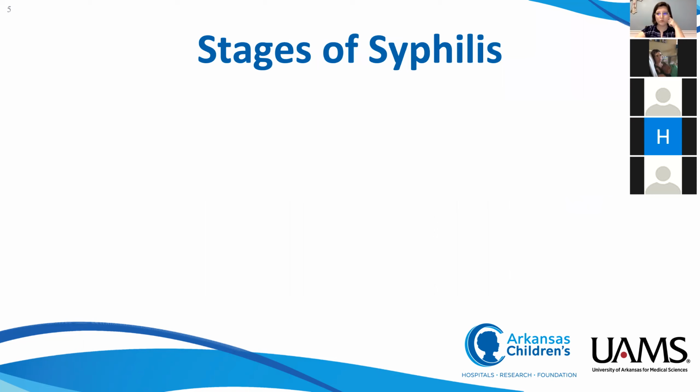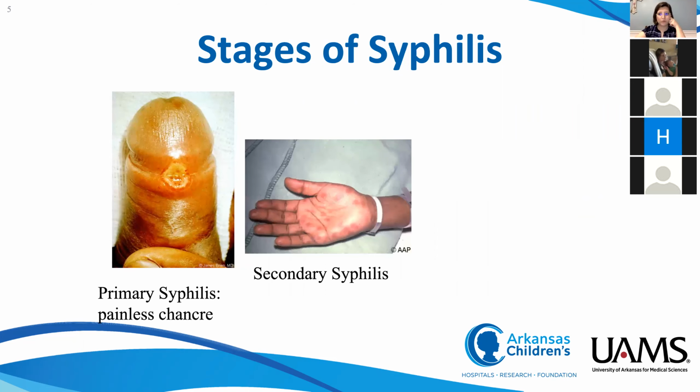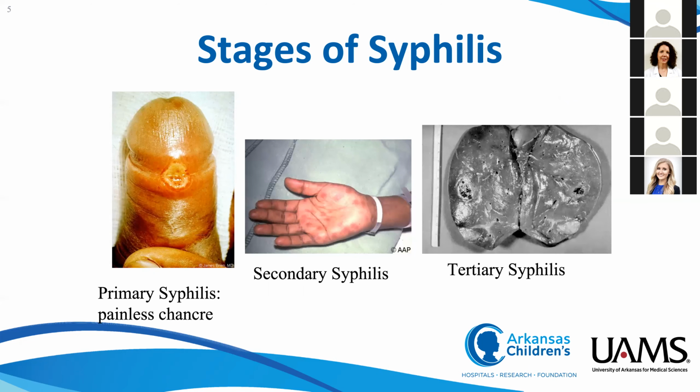So there are different stages of syphilis in adults. You start with primary syphilis with the painless chancre at the site of inoculation. If untreated, it goes on to secondary syphilis, where you have the rash on the palms and soles, as well as fever and lymphadenopathy. That will go away if untreated and remit. And then later on in life, you can have tertiary syphilis, where you have gummatous lesions in the viscera and also in the cardiovascular system.